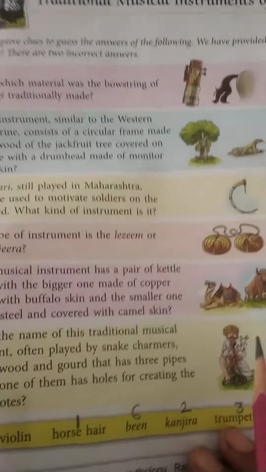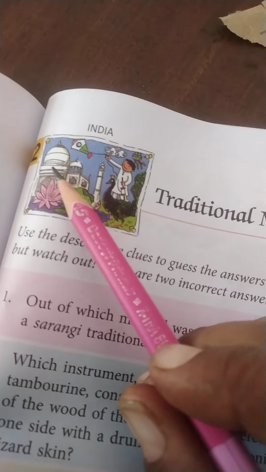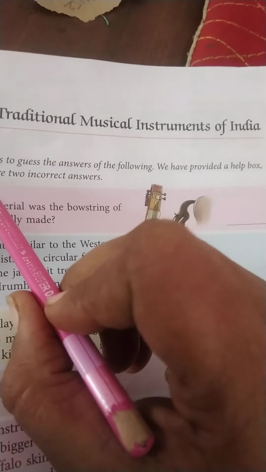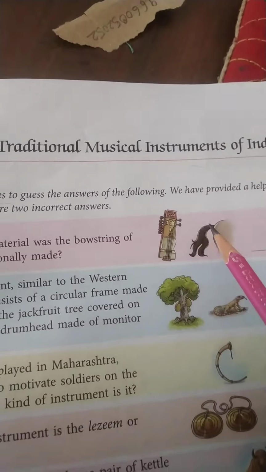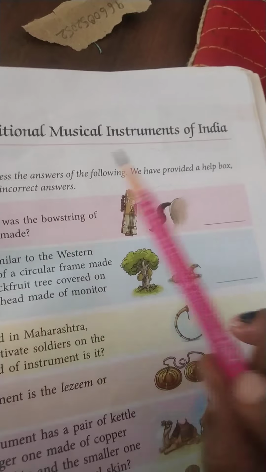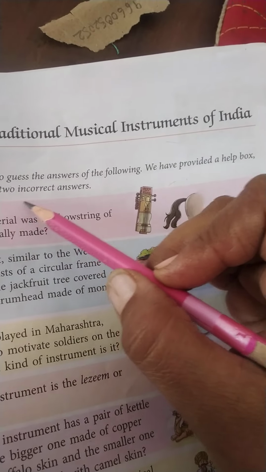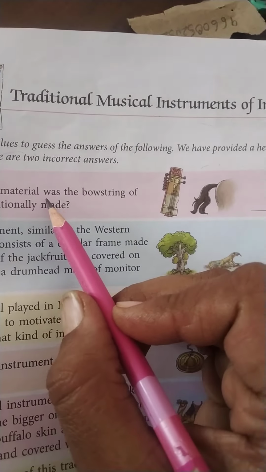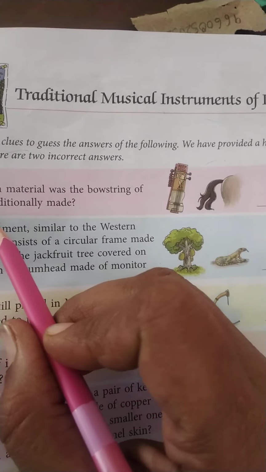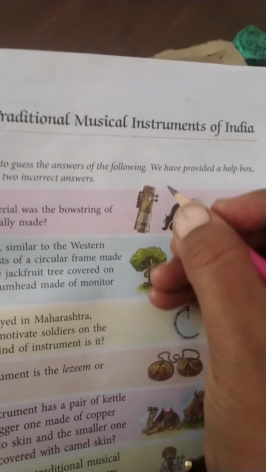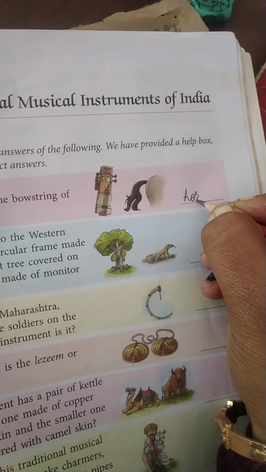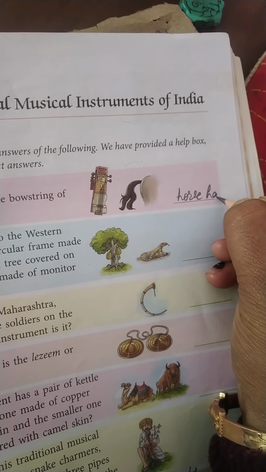Move on, page number 75. This is all about lesson number 32, Traditional Musical Instruments. Use the descriptive clues to guess the answer of the following. We have provided a help box, but watch out, there are 2 incorrect answers. Here is the matchbox given to you. Out of which material was the bowstring of a sarangi traditionally made? That is the horse. Here you can see in the picture. So I can write here horse.